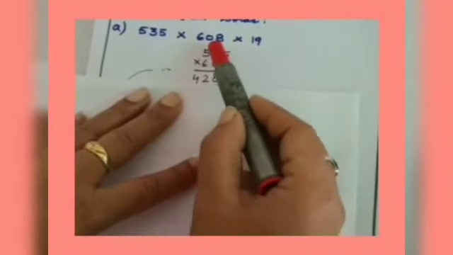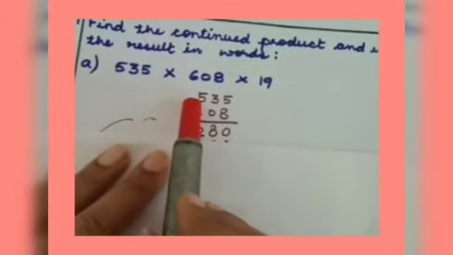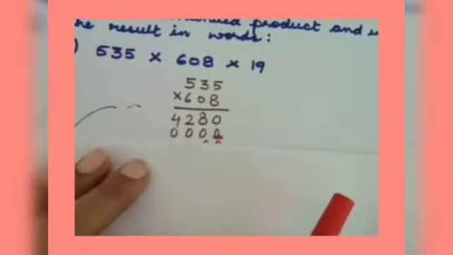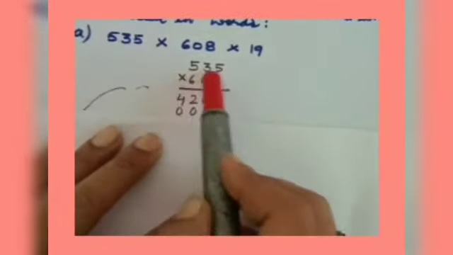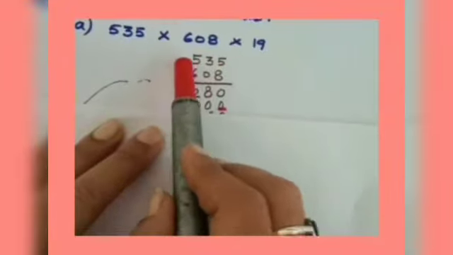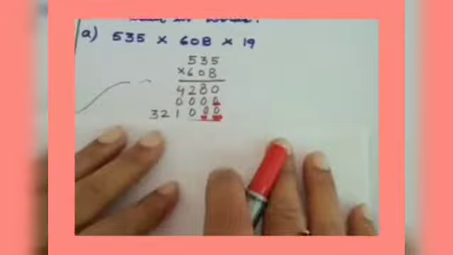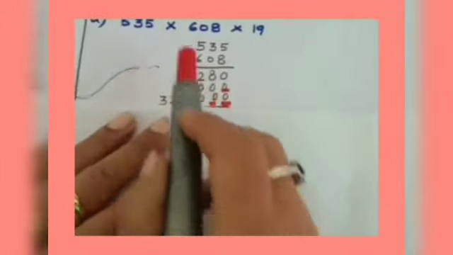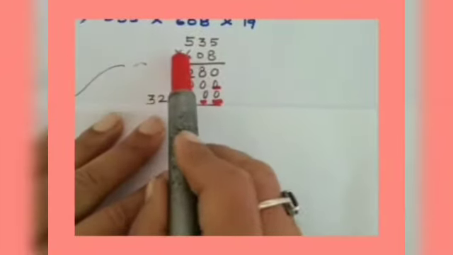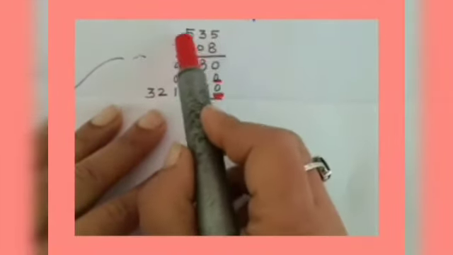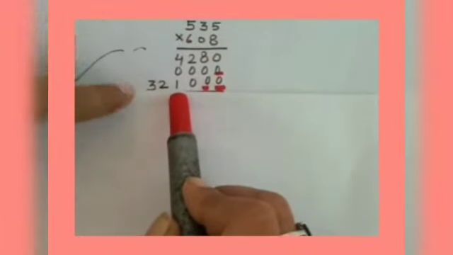8 5s are 40, 0 here, 4 carry, 8 3s are 24, 24 plus 4 is 28, 8 here, 2 carry, 8 5s are 40, 40 plus 2 is 42. Next multiplying by 0. Now 0 is at tens place. So first putting 0 for the ones place and then multiplying by 0. Now 0 multiplied by any number is 0. So writing all the zeros over here. Then multiplying by 6. Now 6 is at hundreds place, so first putting 2 zeros for ones and tens place and then multiplying by 6. 6 5s are 30, so 0 here, 3 carry, 6 3s are 18, 18 plus 3 is 21, 1 here, 2 carry, 6 5s are 30, 30 plus 2 is 32.